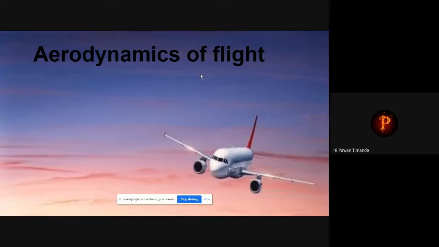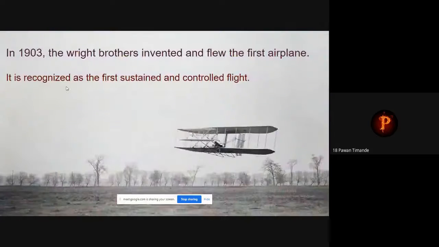Today, I am going to introduce some topics on flight, basically the aerodynamics of flight. It is a very vast topic, but I am going to shed some light only on the flight related to the aeroplane. So let's start.